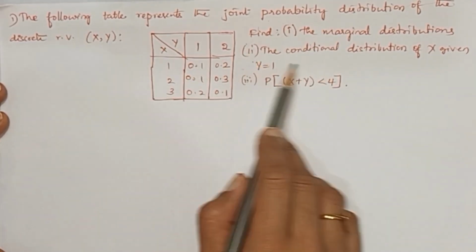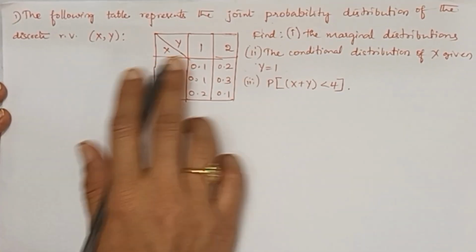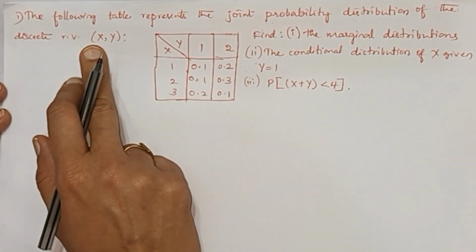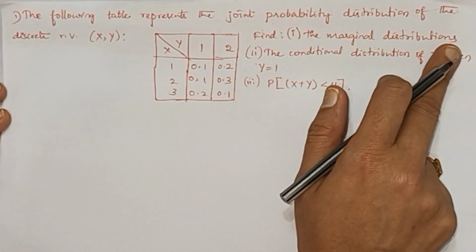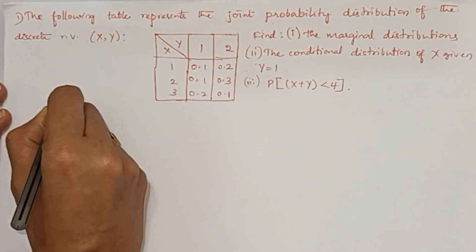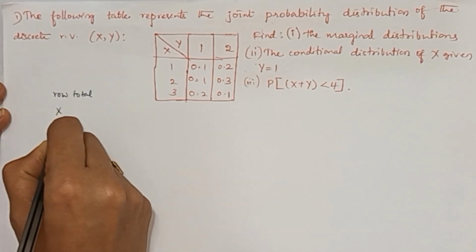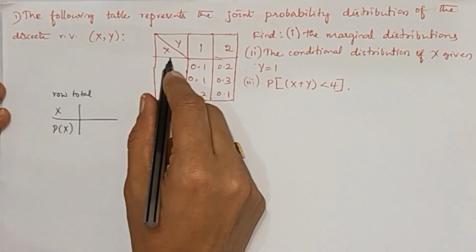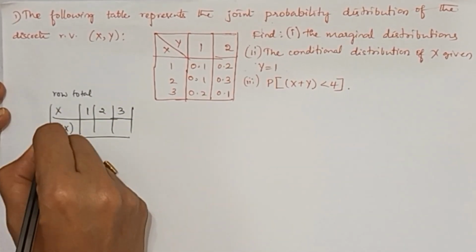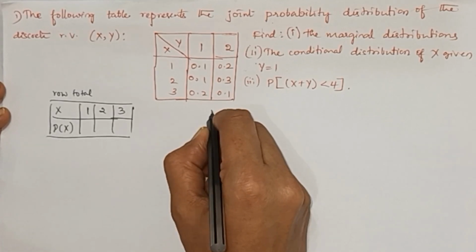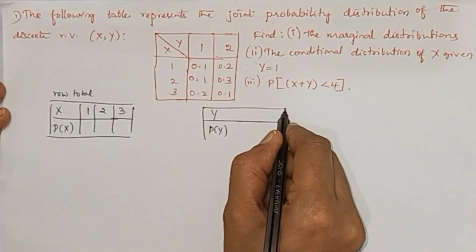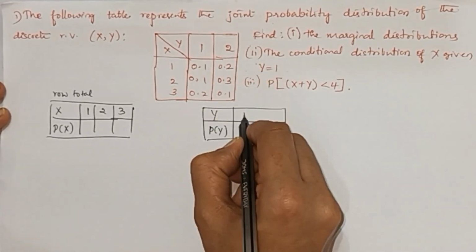So let us illustrate that with this example. This is the table, the joint probability distribution of the discrete random variable x, y. You have to find the marginal distributions. So marginal distributions are nothing but x, that is row total, and p of x, that I have to find out. X takes the values 1, 2, 3. Then y and p of y, this is the marginal distribution of the random variable y, which takes the values 1, 2.